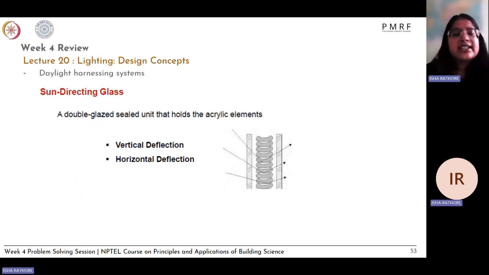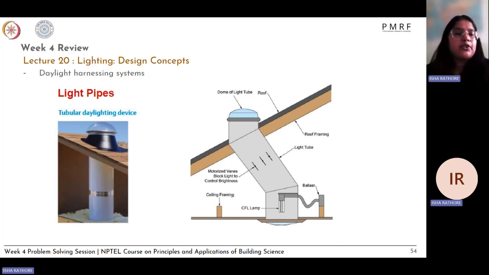Okay. Then you have sun directing glass, which is a double glaze sealed unit or a double glass window that holds acrylic elements which cause vertical deflection or horizontal deflection. So these types of techniques can be used. I'm sure you have seen these types of structures, which are like light pipes or light tubes. These are tubular daylighting devices. They have a dome of light tube, and they're usually installed on roofs or the ceilings of buildings. So they capture this light, they allow that light to move into the light tube, and then they open it into the inside spaces.